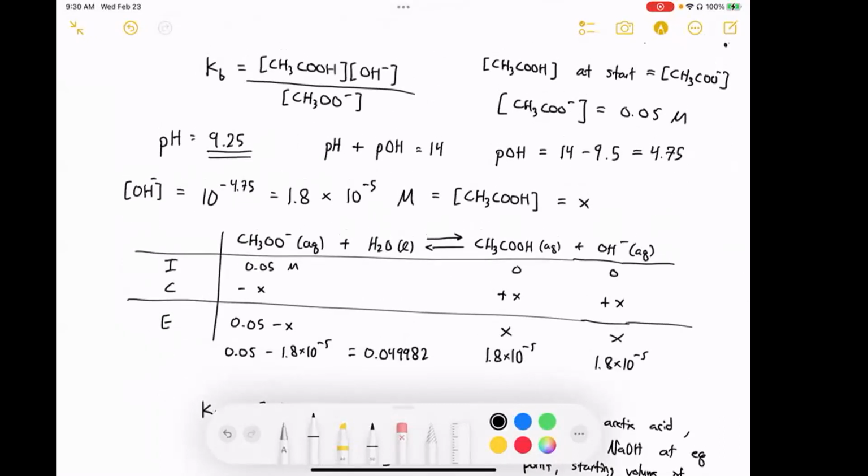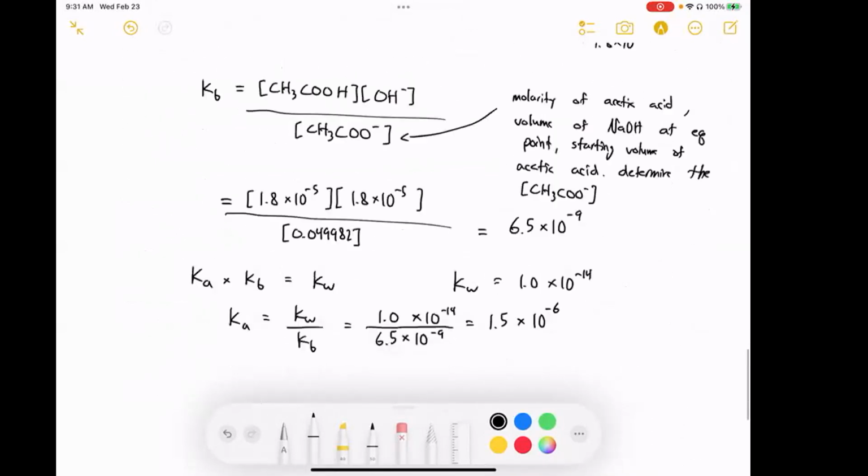So we do 9.8. We get 14 minus 9.8. That gives us 4.2. And we do the negative antilog of 4.2. That gives us 6.3 times 10 to the negative 5. So we subtract that. So let's just do that right now.